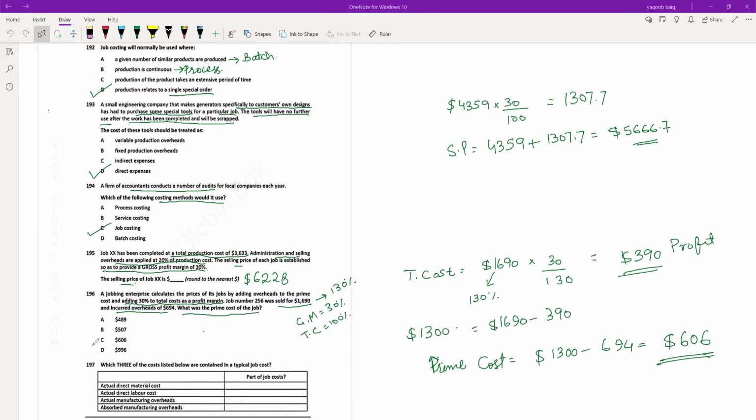So 606. Which three of the costs listed below are contained in a typical job cost? Actual direct material cost, yes. Actual direct labor cost, actual manufacturing overheads, absorbed manufacturing overheads. These are called what? Typical job costs.